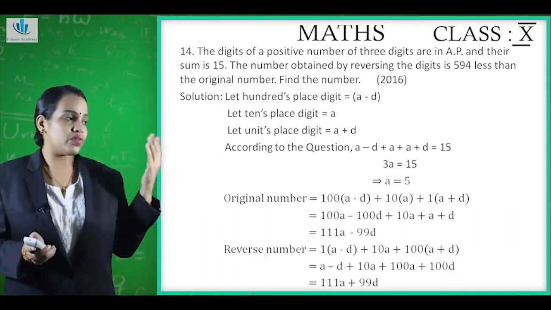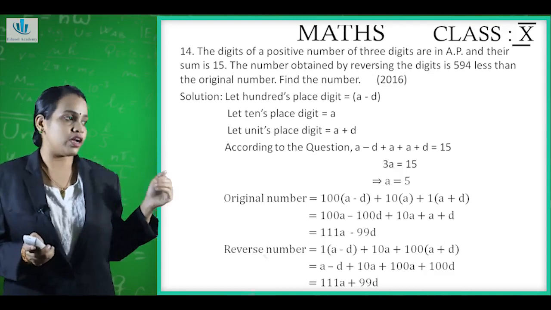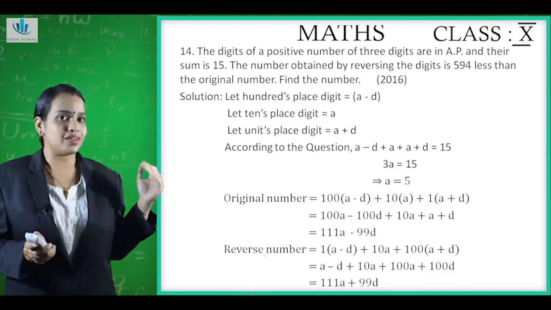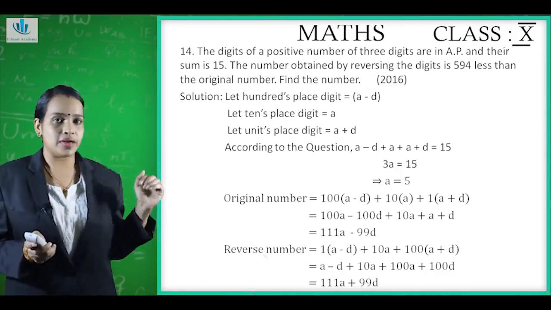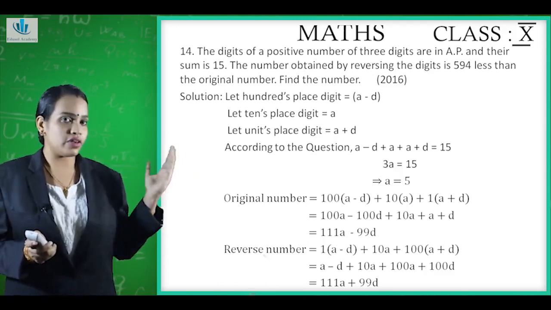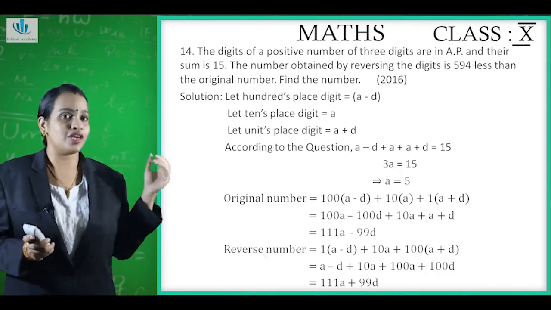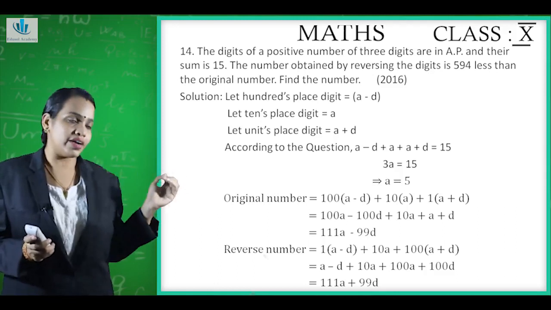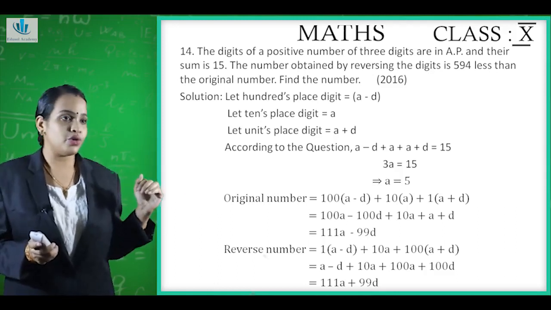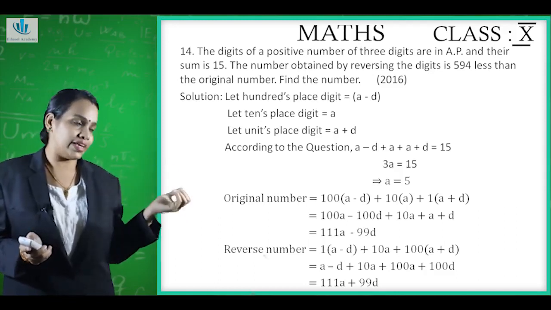So when we open the bracket, 1 into a gives a, minus 1 into d gives minus d, plus 10a plus, here also we will open the bracket. So it gives 100a plus 100d, which is equal to 111a plus 99d.